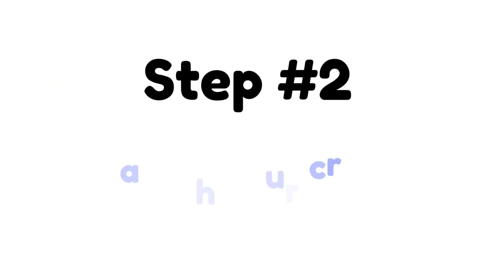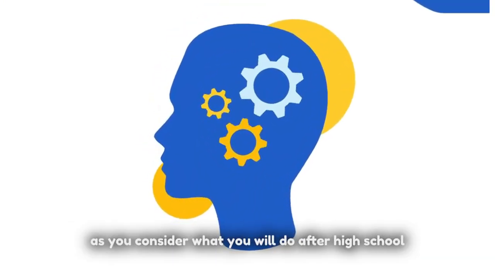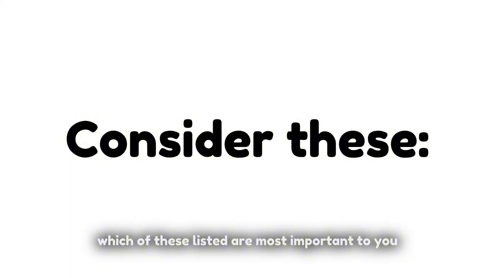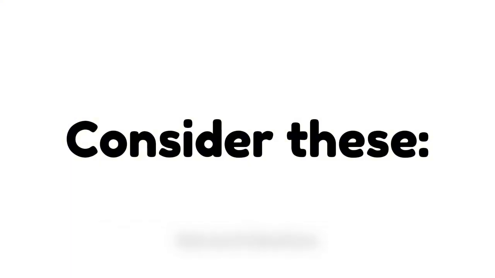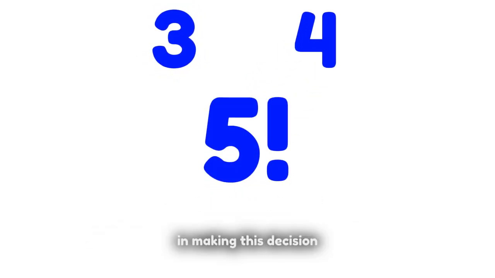Step 2. Establish your criteria. To make it easier for you to formulate a decision, the best thing you can do is to eliminate factors that make it blurry to find an effective decision. Begin by identifying the factors that are most important to you as you consider what you will do after high school, for example. Many criteria would be important in making this decision. Which of these listed are most important to you? Are there other criteria that are important to you that aren't listed here? Pick 3, 4, or 5 criteria that are most important to you in making this decision.